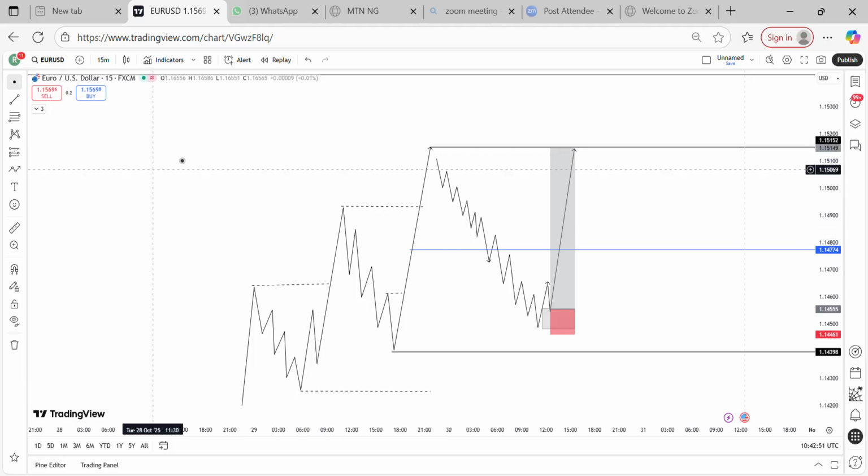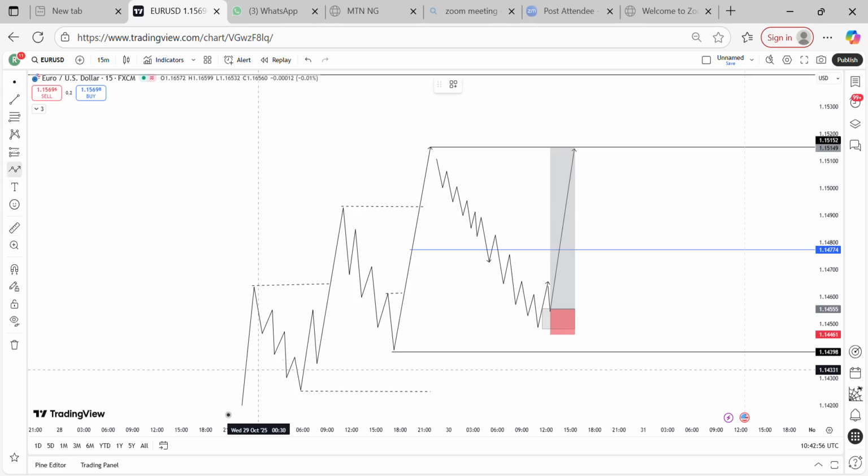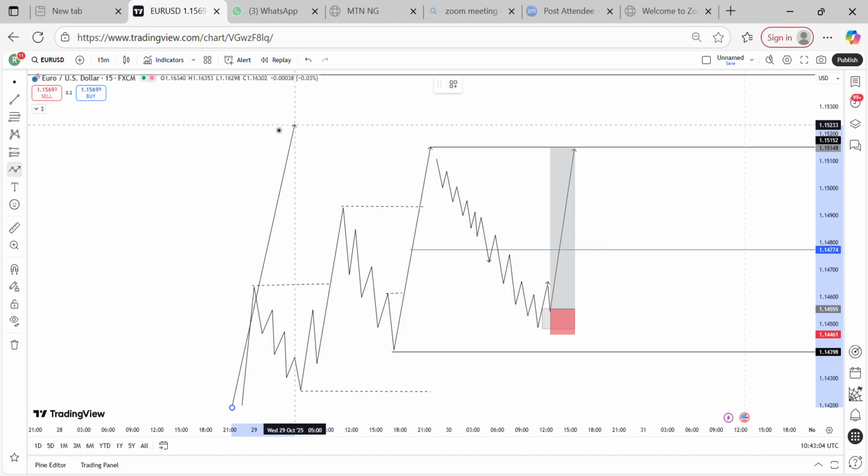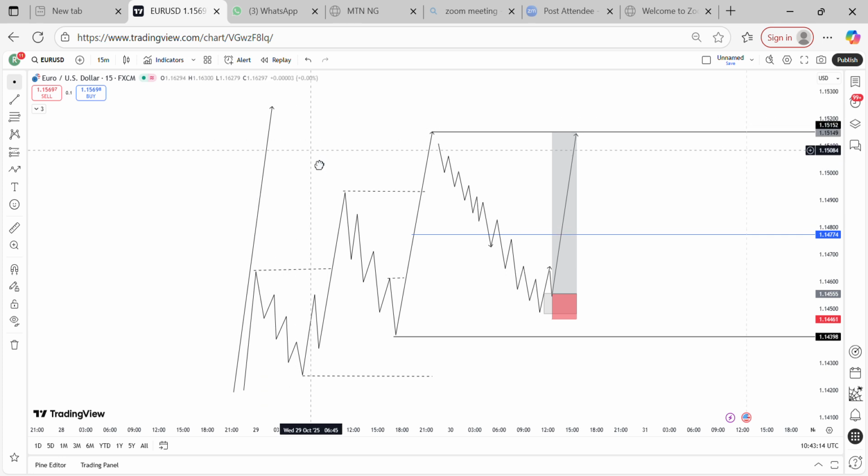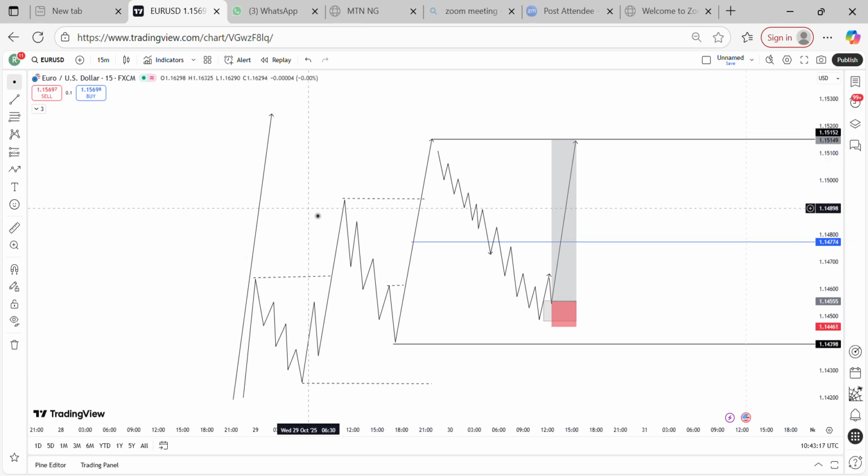Now let's assume this is my 4-hour time frame. From this point to this point is my 4-hour time frame. In the 4-hour time frame, you see this long, stretched candle like this. But inside the candle, when you switch from 4-hour to 15 minutes, this is what you see: higher high, higher low, higher high, higher low, higher high, higher low. You get me?